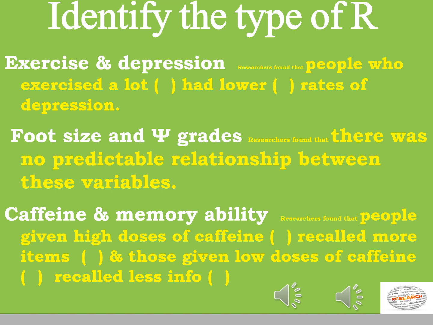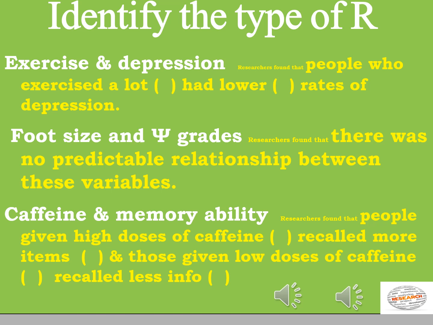Let's consider the next one, foot size and psychology grade. Researchers find no predictable relationship between the two. So that would be a zero correlation. So a teacher, I will say, oh, look at her tiny feet. She will be my best student. Or look at his big feet. I'm glad he's got a great personality. He'll never pass. I'll never make those assumptions because there's no predictable relationship between foot size and psychology class performance.